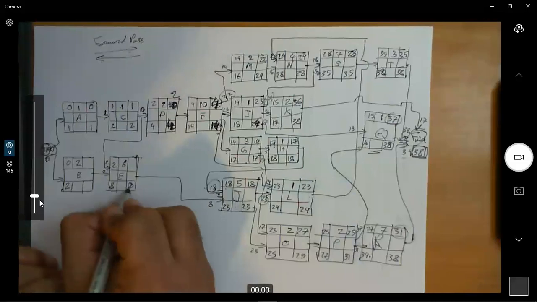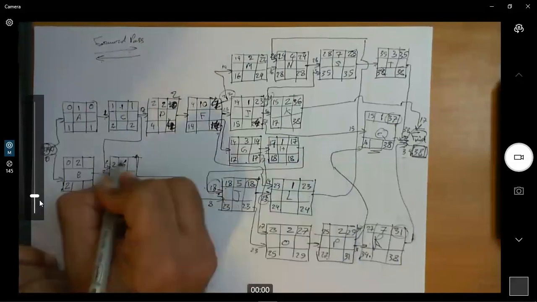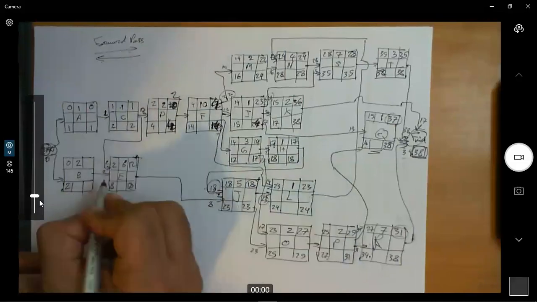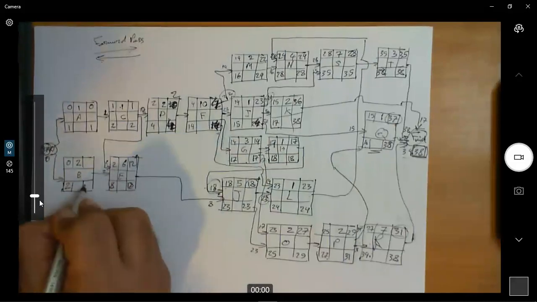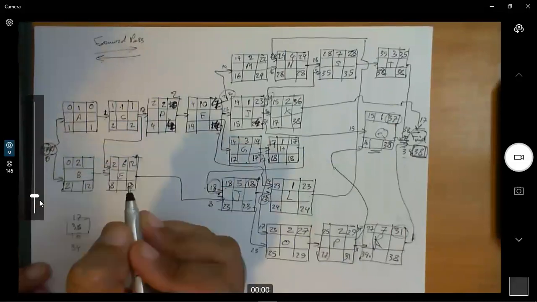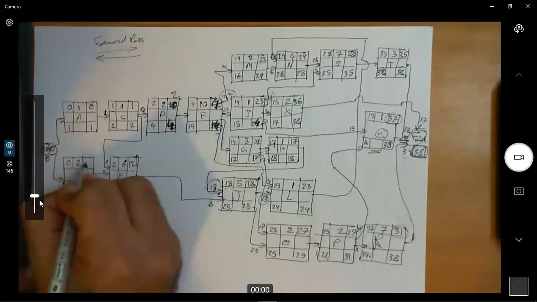18th. So here's 12. So from here we have 12 and subtracting 2 we have 10.